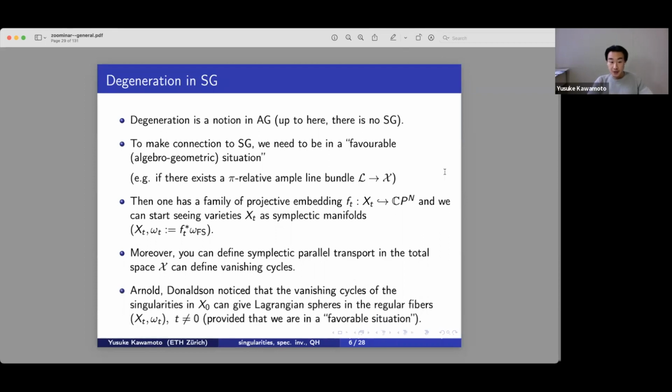It was Arnold and Donaldson who first noticed that vanishing cycles of the singularities give Lagrangian objects in the regular fiber, provided that we're in this nice situation. So that's the connection between symplectic geometry and degeneration, which originally is a notion in algebraic geometry.